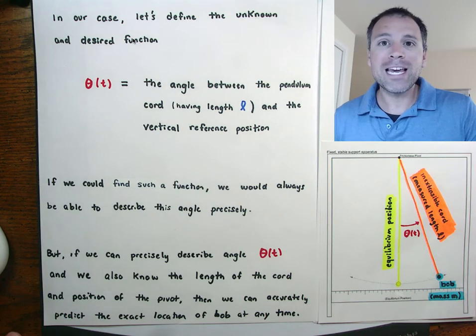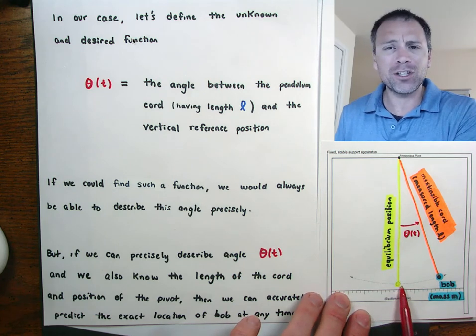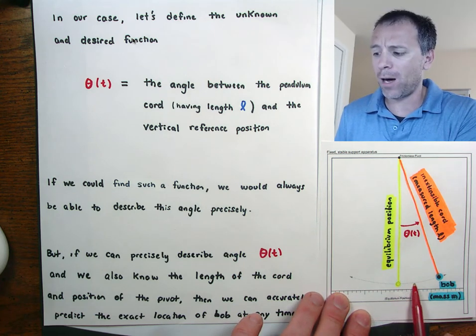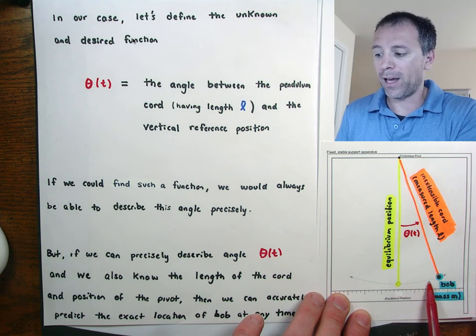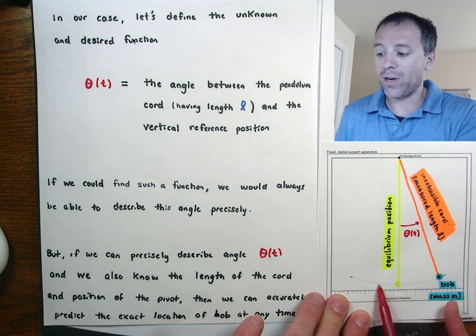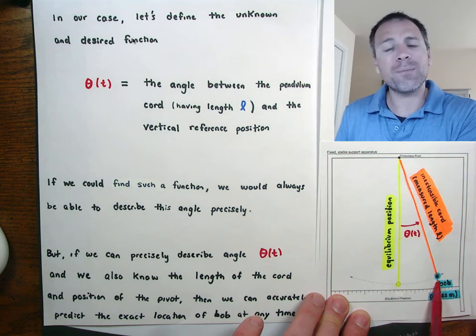It may not be immediately clear why that function, because you could imagine that function does change over time, right? As my bob goes up, the angle is going to go from 0 at equilibrium to something non-zero. It's going to swing back, get closer and closer to 0, and then it's going to go negative, closer and closer to 0. Why would we focus on theta rather than the position of the bob?